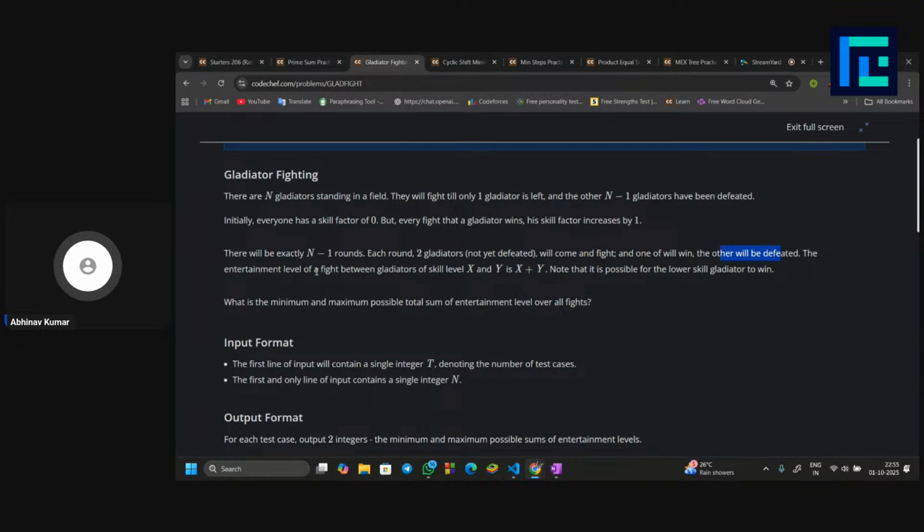The entertainment level of a fight between gladiators of skill level x and y is x plus y. So the sum of their skill levels is the entertainment level of a fight. Note that it is possible for the lower skill gladiator to win. So it is also possible that the lower skill gladiator can win. It's not compulsory that always the higher skill gladiator would win.